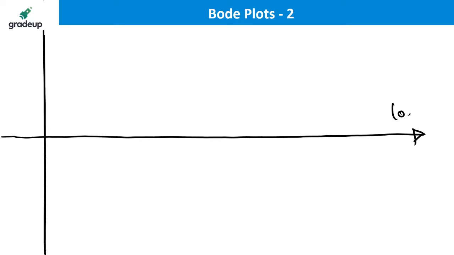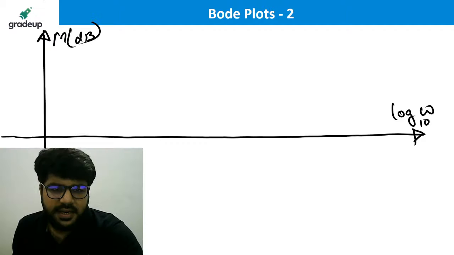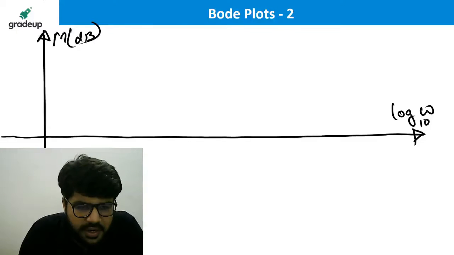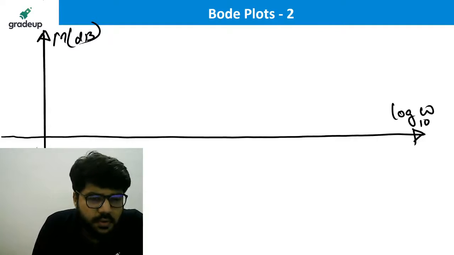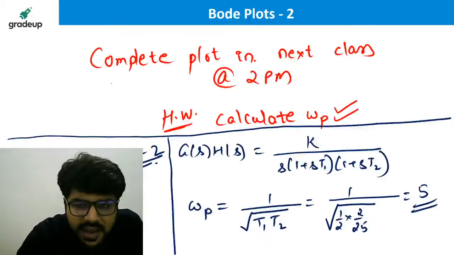Now we all know this scale is the log omega scale, and this is my magnitude scale in decibel. What are the important frequencies? Let us write down those important frequencies. What is my starting frequency?